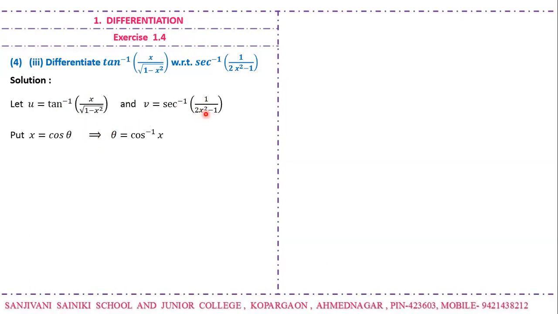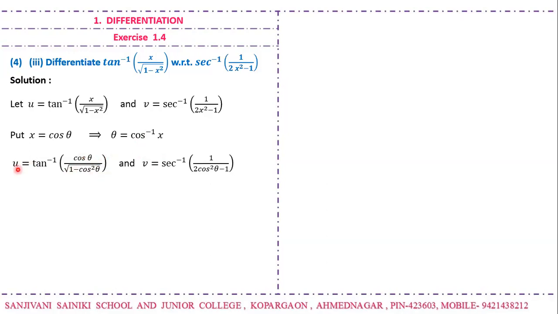Here 2 cos square theta minus 1 is what you get. 2 cos square theta minus 1 is cos 2 theta. So its reciprocal is sec 2 theta. So we can find the value of sec. In either case, we have to use the allied angle formula at one place.